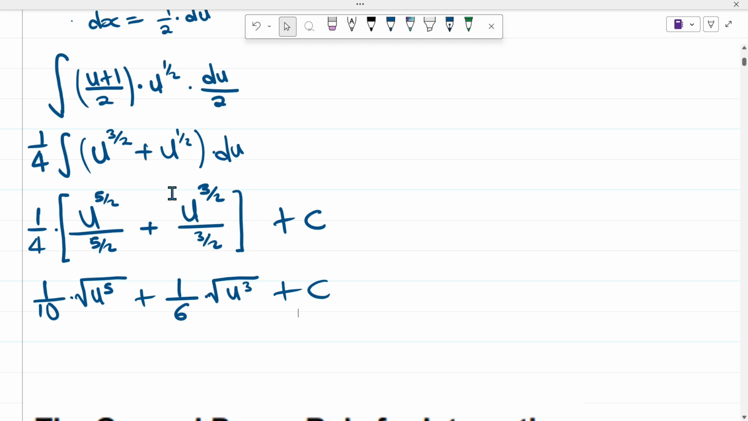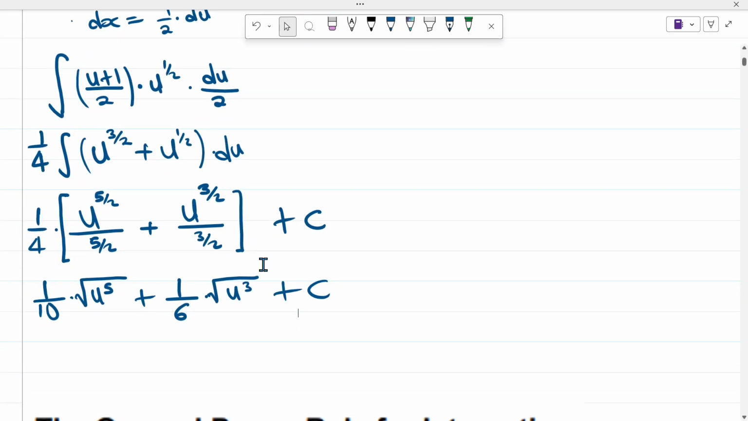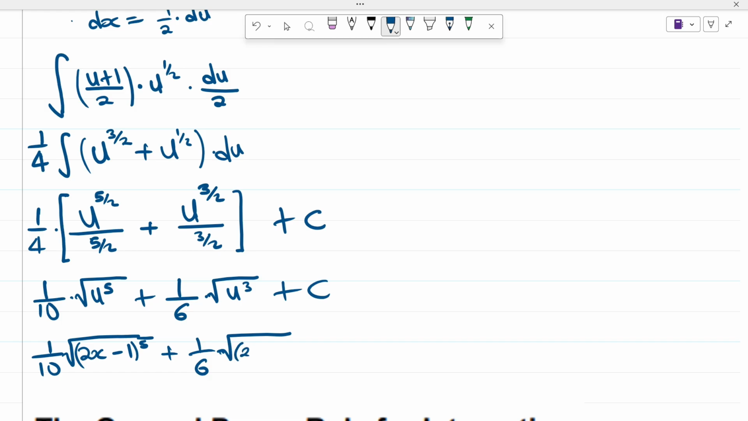So our u was 2x minus 1. So we need to substitute back what our u was. So this is going to be 1 over 10 multiplied by the square root of 2x minus 1 to the power of 5, plus 1 over 6 square root of 2x minus 1 to the power of 3, plus c. So yeah, that is the thing, guys.